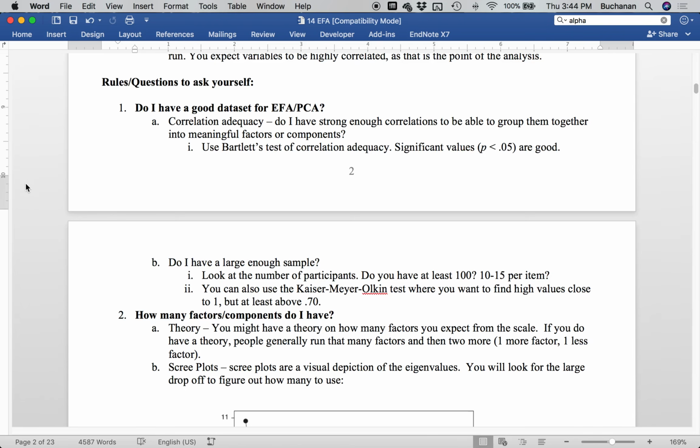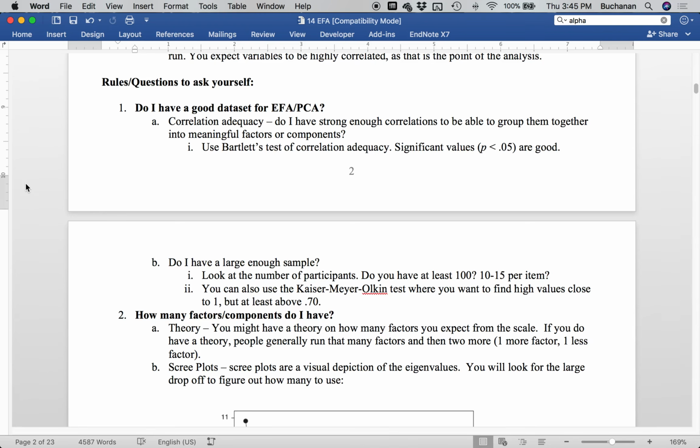Next question is, do I have a large enough sample? So, sampling adequacy. Do you have at least 100 participants? You can just ask yourself. But you can also use the KMO statistic, or Kaiser-Meyer-Olkin, and you want high values close to 1, at least above 0.7. I've heard a lot of rules about this thing. You just want bigger, better numbers. So there's correlation adequacy, large enough correlations to run EFA, and sampling adequacy, enough variance to also explore EFA.